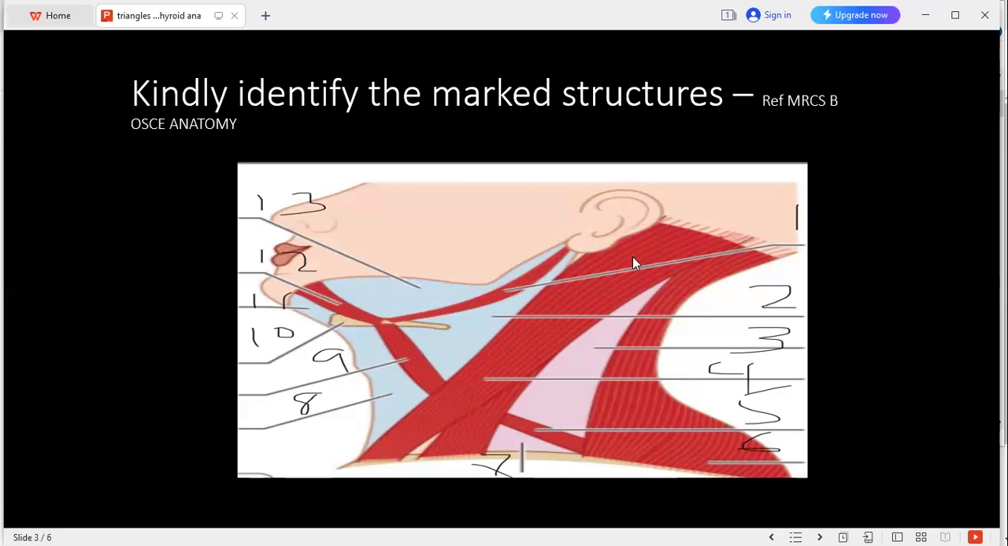Right. And the posterior triangle, please tell me the contents of the posterior triangle, number 3. Number three is the muscles in the floor of the posterior triangle, and it includes the splenius capitis and, ma'am, can I answer this later? Okay, we'll come back to this one later.